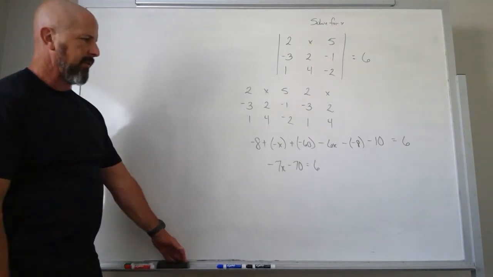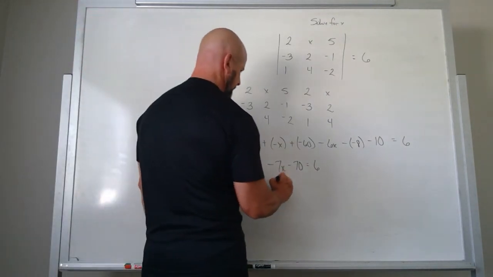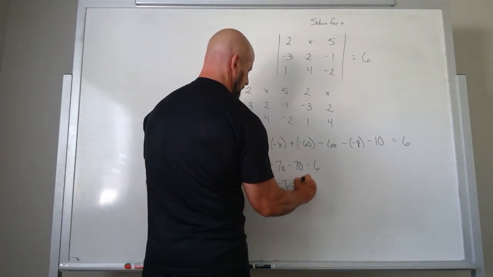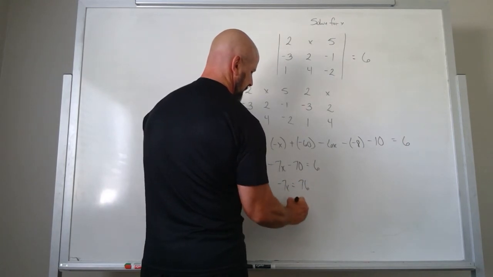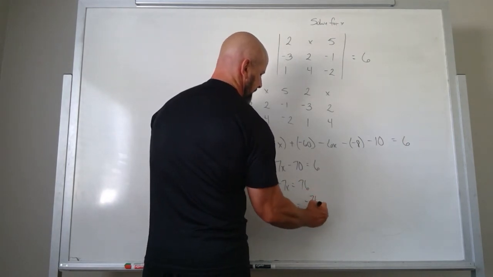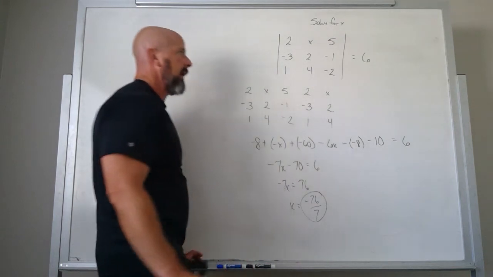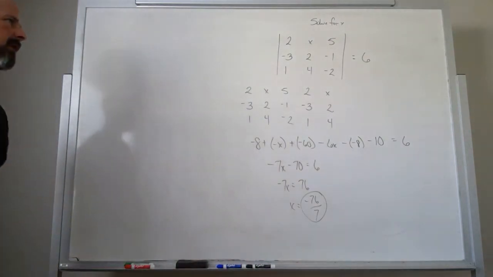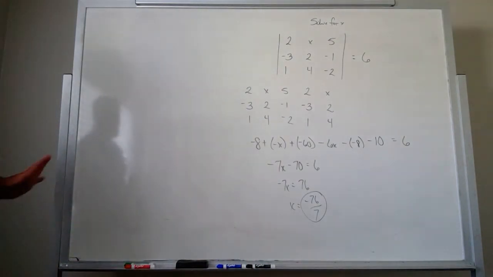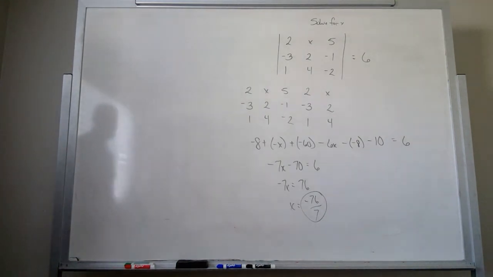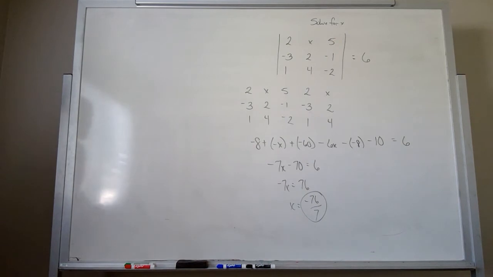my two-step equation. I'll add my 70 over. 76. x would be negative 76 sevenths would be the value of x that would create the determinant value of 6. Hopefully I didn't make a mistake there in my arithmetic, but you've got the idea. It looks really bad with the x's in there, but when we combine like terms, we just have an equation to solve.